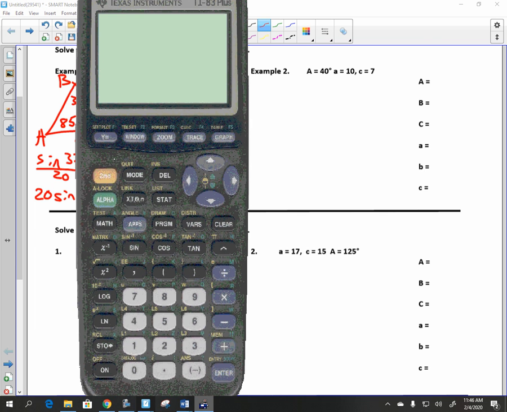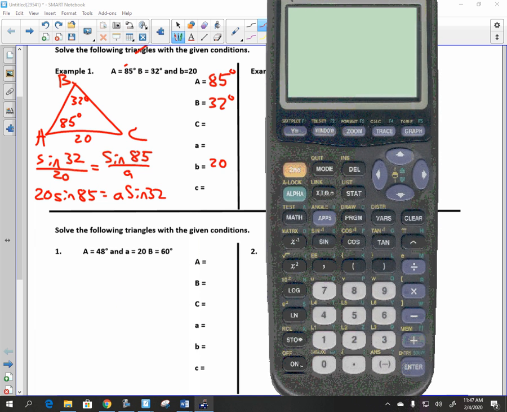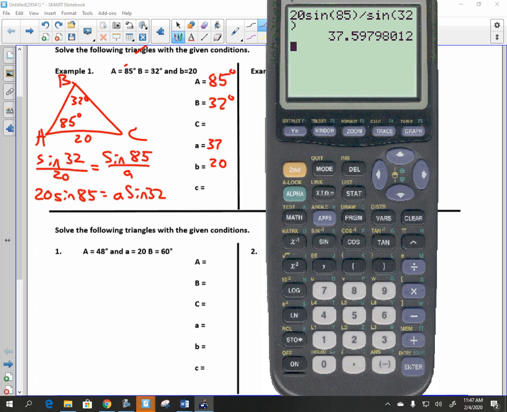You're able to see that in order to solve for side A, I need to take 20 times the sine of 85, and I divide that by the sine of 32. I get 37.6. That would be side A, 37.6. It's not degrees because it's a side.